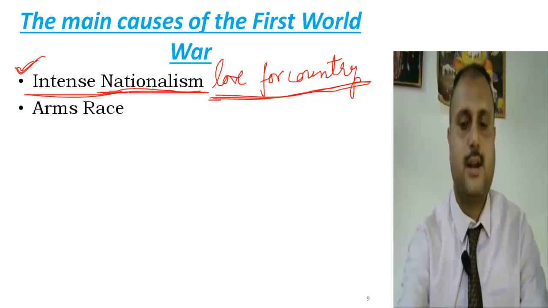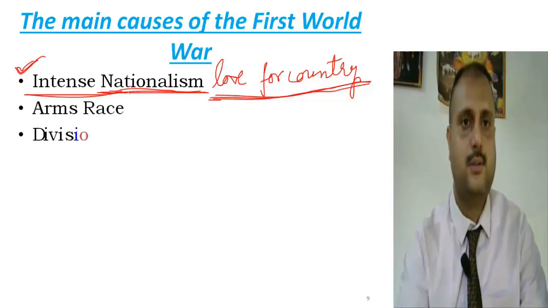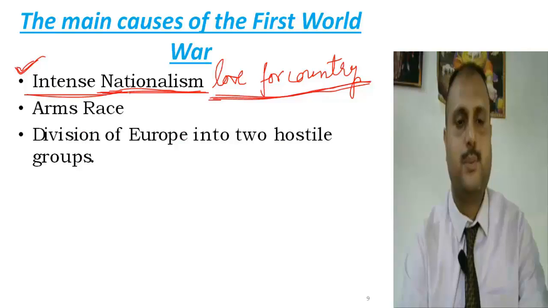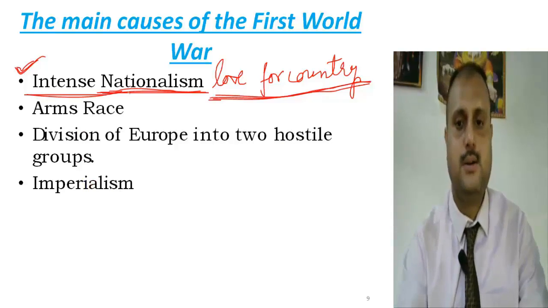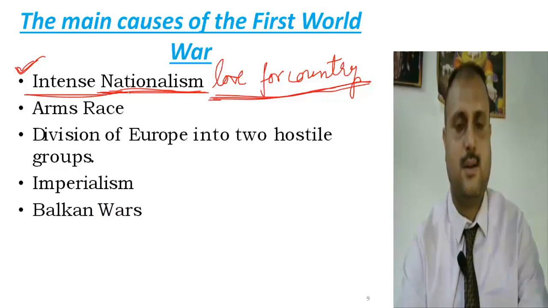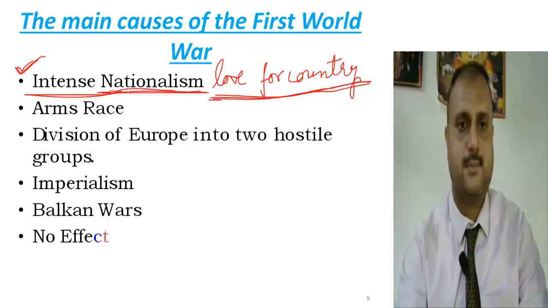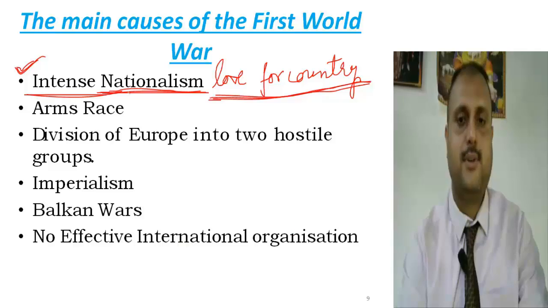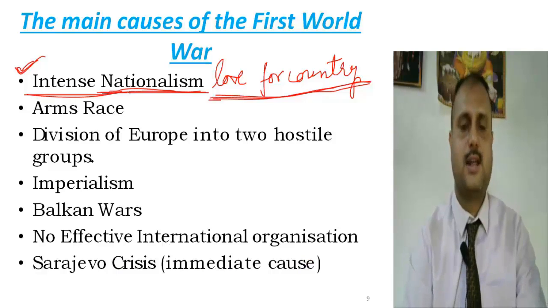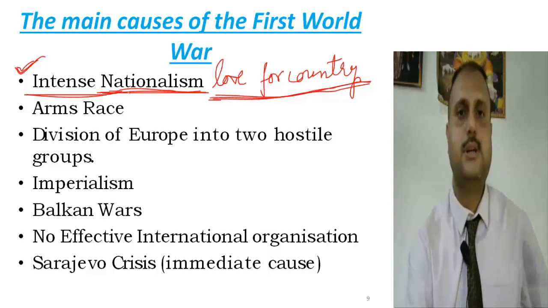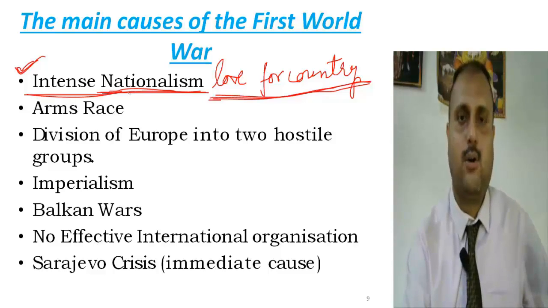The second one is the arms race. Third, division of Europe into two hostile groups. Then imperialism, Balkan Wars, no effective international organization to stop the war, and the last one is the Sarajevo crisis. The Sarajevo crisis is also called the immediate cause for the outbreak of the First World War.